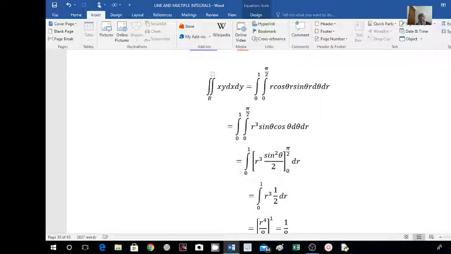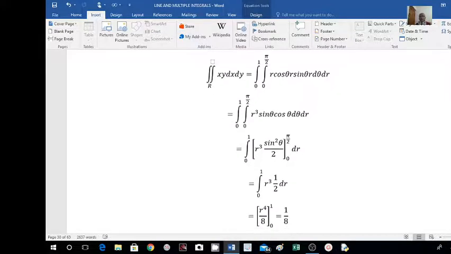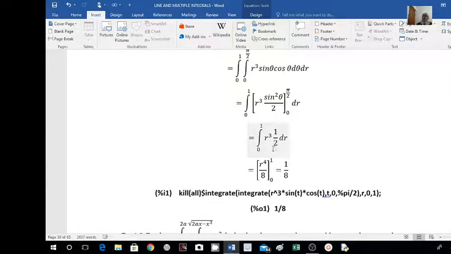Now integrate with respect to r. 1 by 2 as it is, the integration of r cube is r to the power of 4 by 4. Already 1 by 2 was there, so 4 into 2 becomes 8. This is the integration between 0 and 1. Now substitute the limits. Upper limit 1 to the power of 4 is 1, that is 1 by 8, minus 0 by 8 means 0. So 1 by 8 minus 0, so the value is 1 by 8.